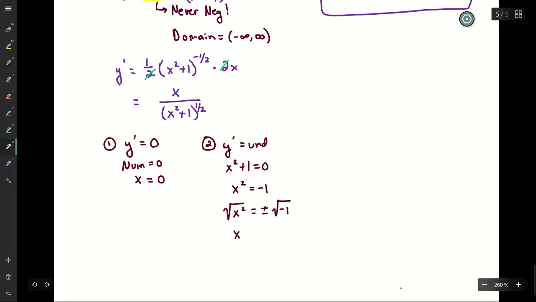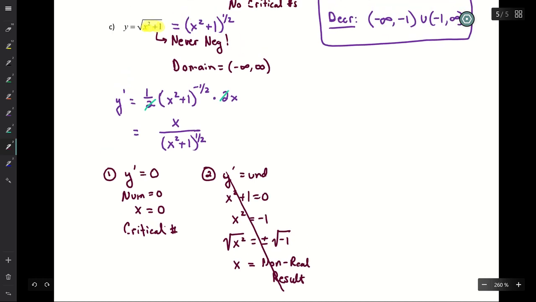But then when we do that, we're going to get something that's a non-real result. So we see here that we're taking the square root of negative 1, which is basically plus or minus i. So if we have a non-real result, then we're out as far as looking for critical numbers there. So x equals 0 is our only critical number as long as it's in the domain. We said on this particular problem that the domain was all real numbers. So 0 is the only thing we need to consider as a critical number.